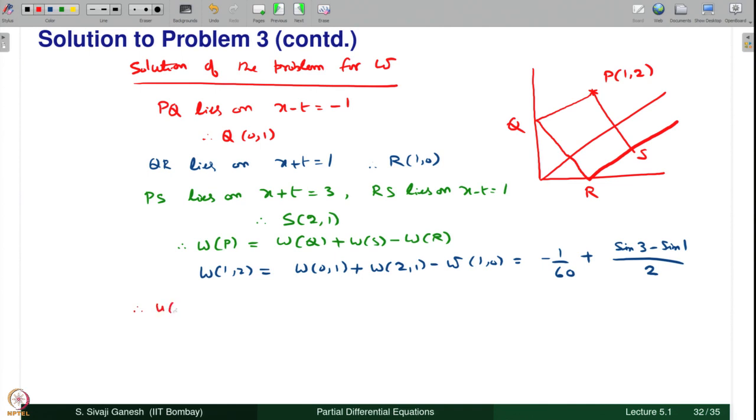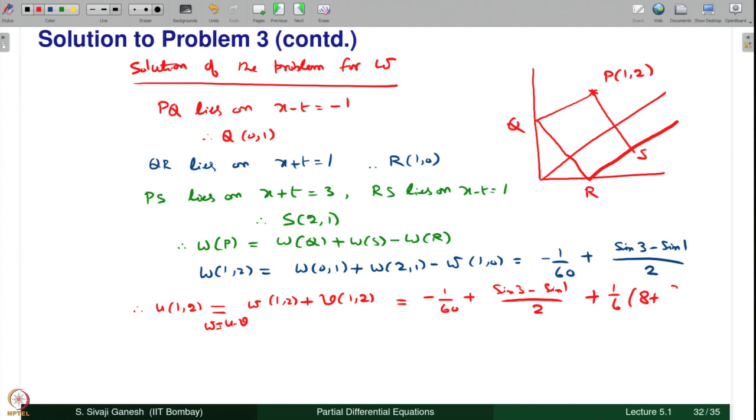Therefore, u of (1, 2) is equal to w of (1, 2) plus v of (1, 2) by the definition of w, because w was u minus v, and that is equal to minus 1 by 60 plus (sin 3 minus sin 1) by 2 plus 1 by 6 into 8 plus 32 by 10. This upon simplification becomes (sin 3 minus sin 1) by 2 plus 111 by 60. This is exactly the same solution that we obtained earlier.